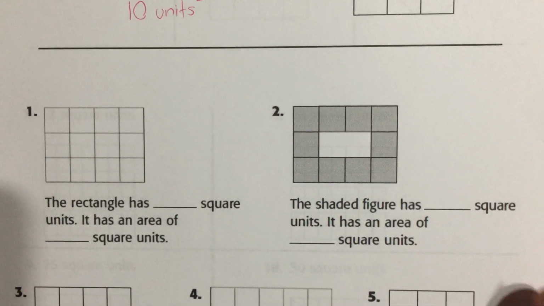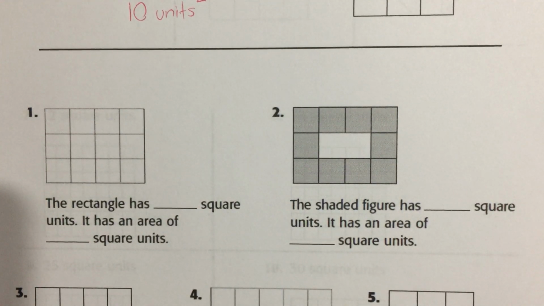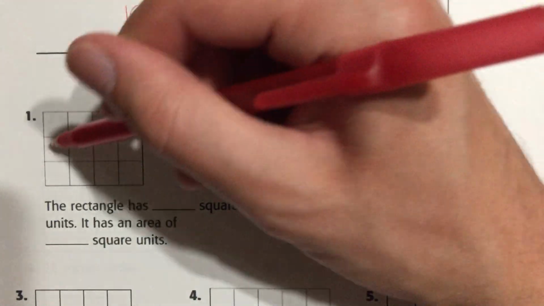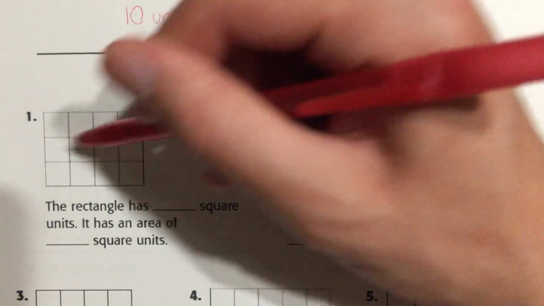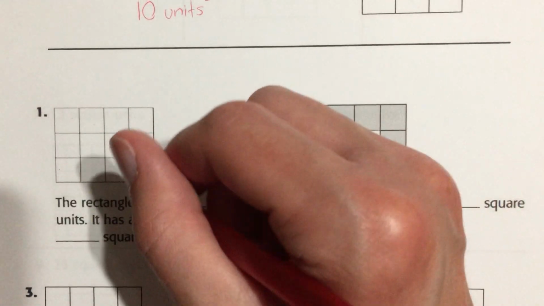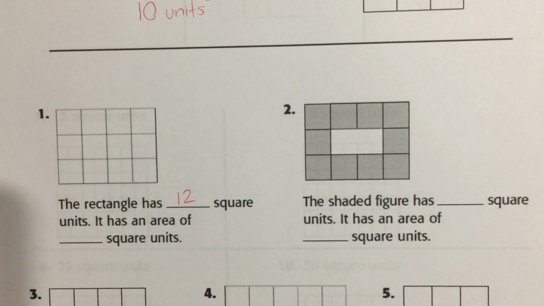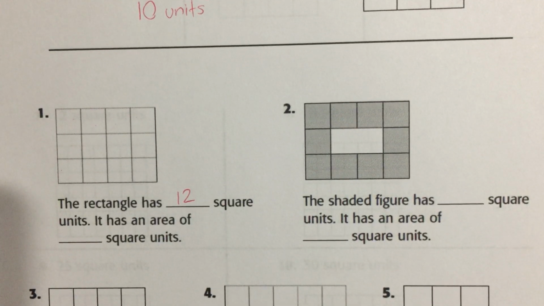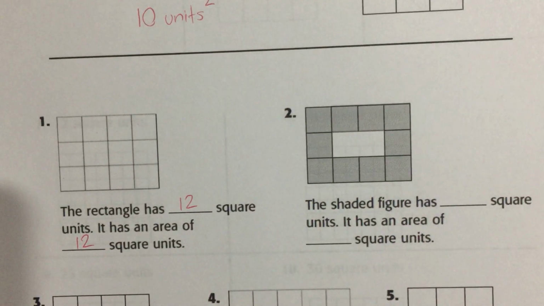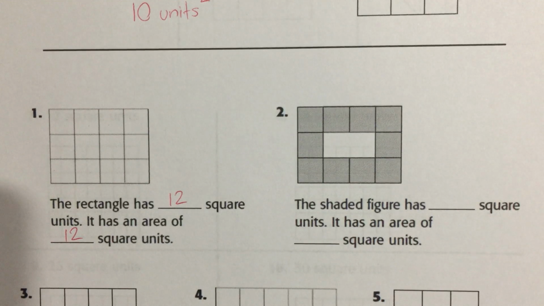Number one, let's take a look at number one. This rectangle has how many square units? Let's find out. Let's count the squares. 1, 2, 3, 4, 5, 6, 7, 8, 9, 10, 11, 12 square units in it. 12 little squares inside of that big rectangle. So that tells me that it has an area of 12 square units. The amount of squares in there is the amount of square units that are in that shape.